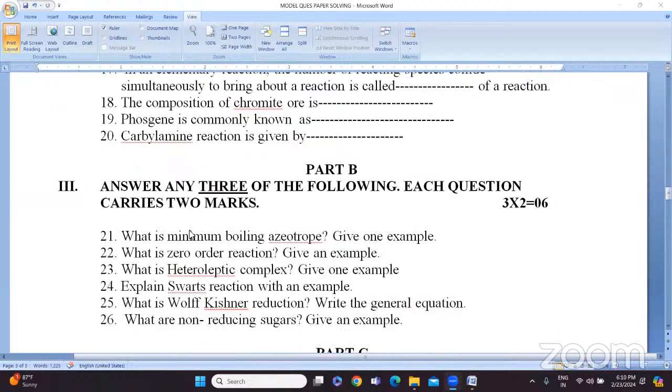So next was part B. In part B, first we have seen the 2 marks question. You will be getting 6 questions. Out of 6 questions, you can answer any 3. Each question is allotted 2 marks. So 2 into 3, you will get 6 marks. We have discussed these also in the previous session.